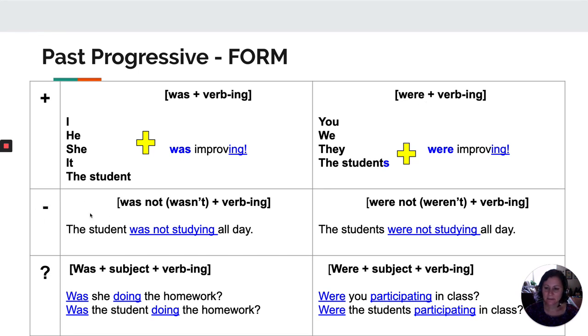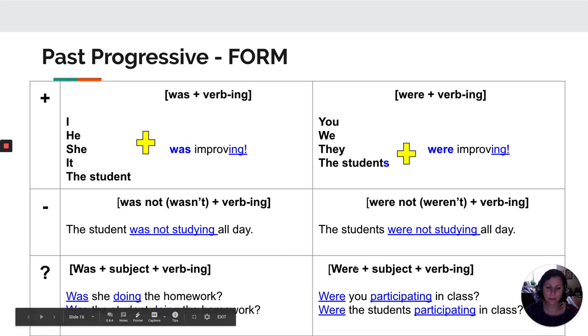To make a negative, you're going to use was not or wasn't and were not and the -ing. The student was not studying all day, or the students were not studying all day. And to make a question, you're going to use was, the subject, and -ing, or were, the subject and -ing. Was she doing the homework? Or were you participating in class?